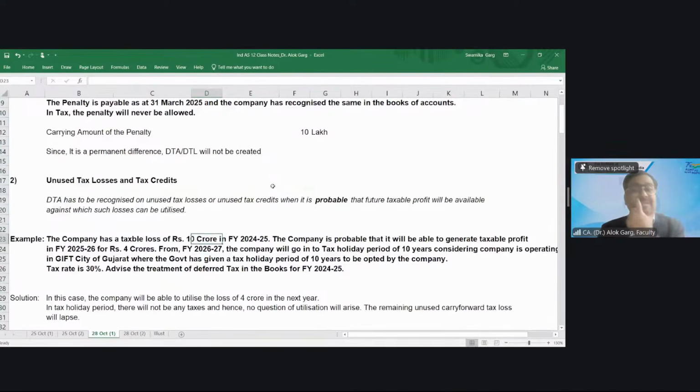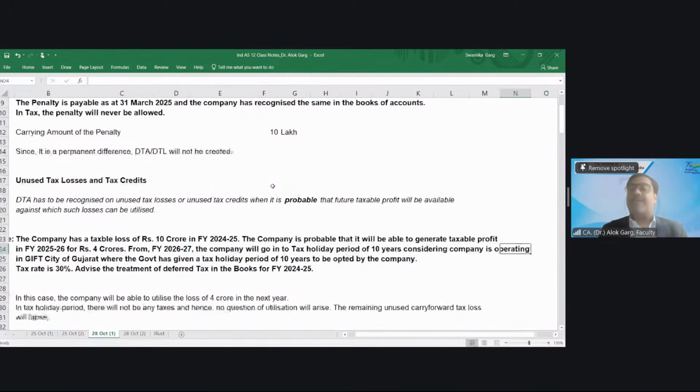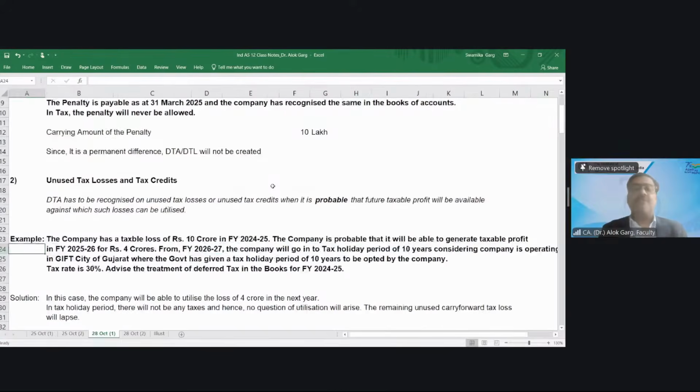So how much is the taxable loss? 10 crore. And how much is the company expecting to generate in the next year? 4 crore. From FY 26-27, the company will go into a tax holiday period for 10 years, considering the company is operating in the GIFT City of Gujarat, where the government has given a tax holiday period of 10 years to be opted by the company. Tax rate is 30%. Advise the treatment of deferred tax in the books for FY 24-25.